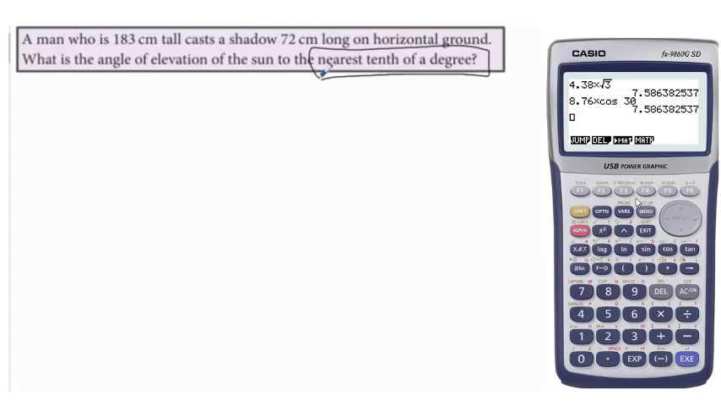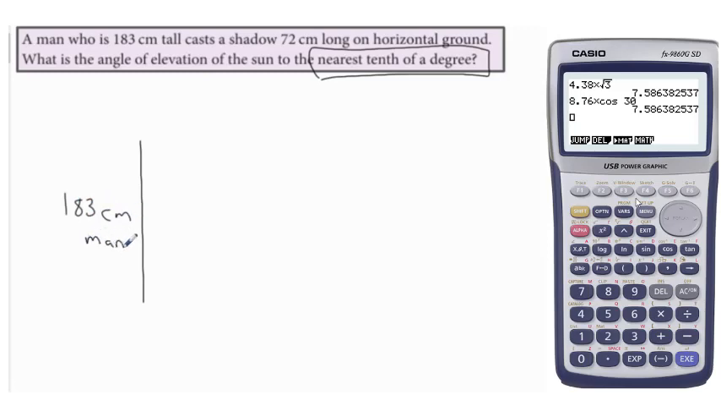So angle of elevation is basically the angle from the horizontal that you need to turn upwards through in order to then be facing directly the object in question. The object here being the sun. So if we draw the man, and I'm just going to represent him as a straight line, so that's 183 centimeters, and that's the man.